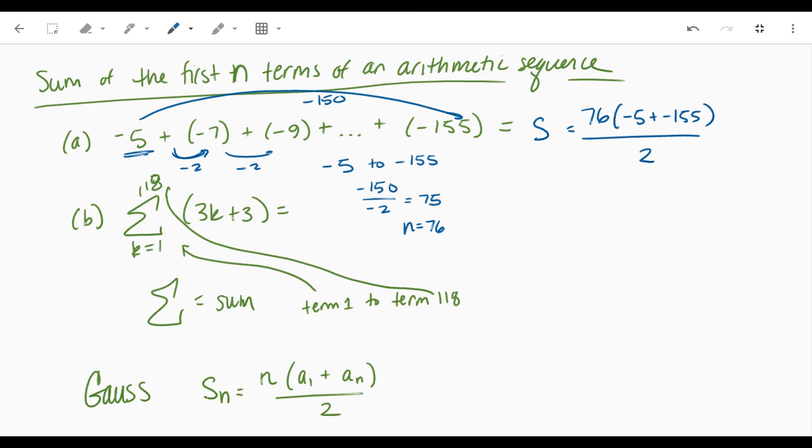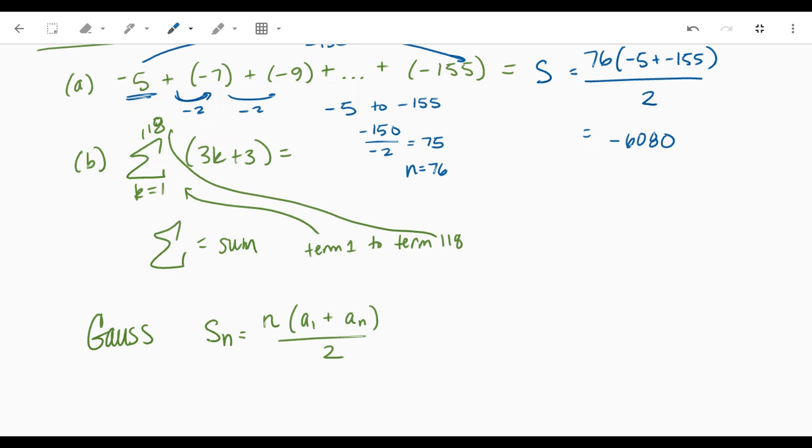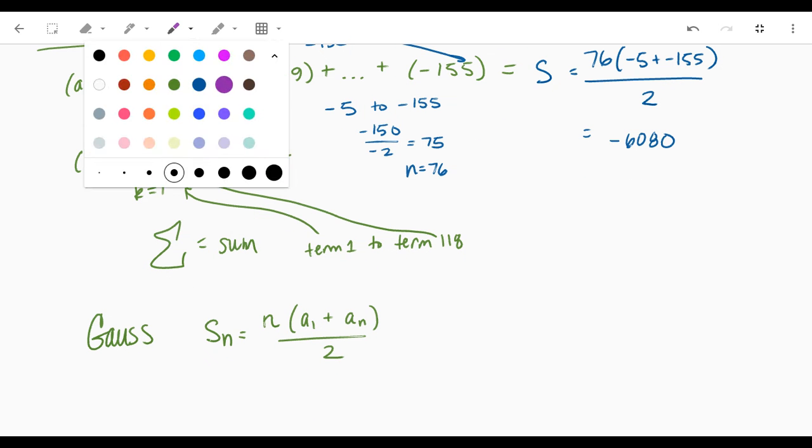So you're going to use a calculator for this. It comes out to be negative 6,080. I'm pretty sure they'll let you use a calculator for that. Actually, the second one, even though it looks trickier, is actually easier.